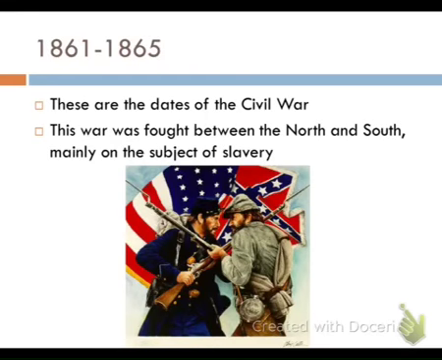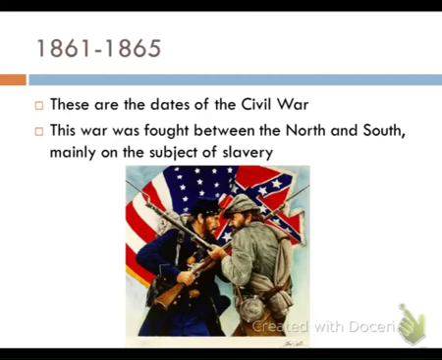The last set of dates that we have are 1861 to 1865. These are the dates of the Civil War. The Civil War was fought between the North and the South, mainly over the subject of slavery. At the end of the war, we had the North being successful, slavery ended, and we had a lot of new changes into America, including the 13th, 14th, and 15th Amendments.